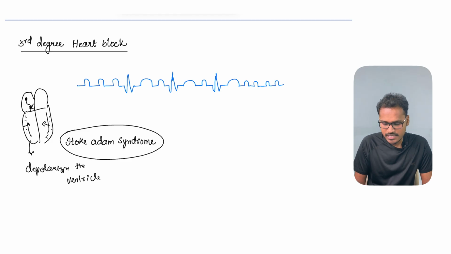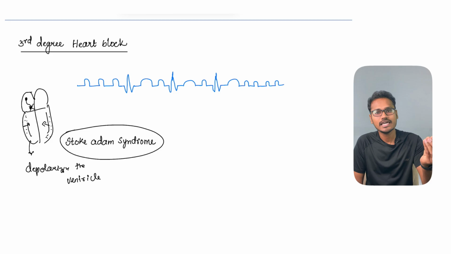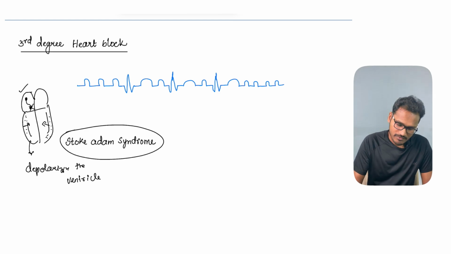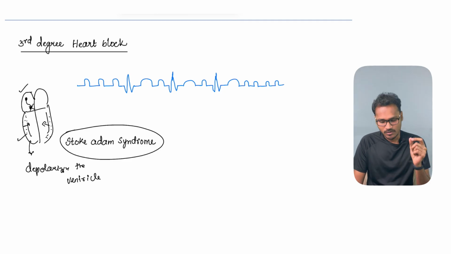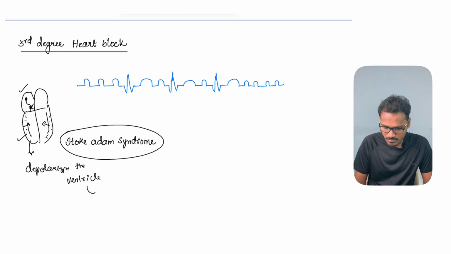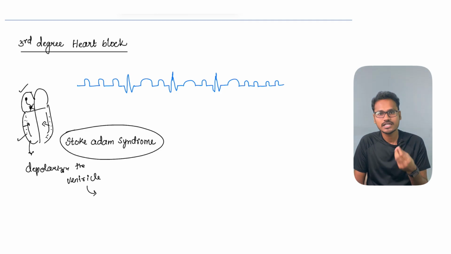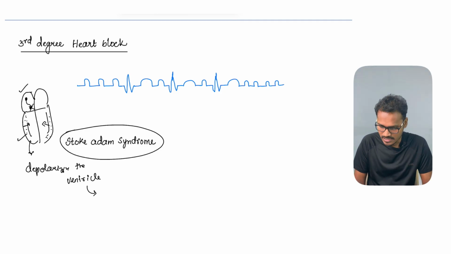So how will their ECG be? Their ECG will be: the atria will be beating on its own, the ventricle will be beating on its own. There will be no conduction between the atria and ventricle via the AV node. So the P wave will come on its own, and the ventricle will beat on its own. The only new thing is, if you remember, the ventricular potential to generate its own impulse is very, very less. So it will be beating at around, let's say, 20 to 40 beats per minute.